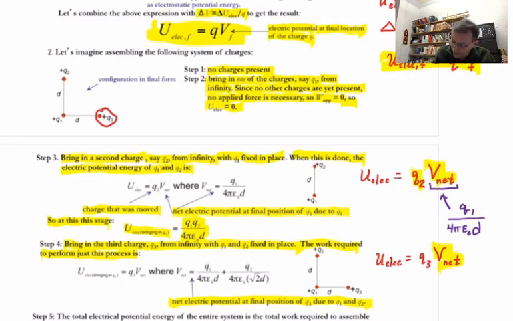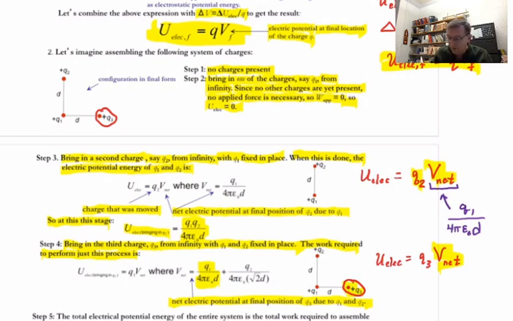Well, here's Q3. So what's the V net? The net electric potential here due to Q1 and Q2. 2 charges there, right? All right. Well, from the Q1, you have this term. Q1 over 4 pi epsilon 0 d. You see that? Because particle 3 is a distance d from particle 1.